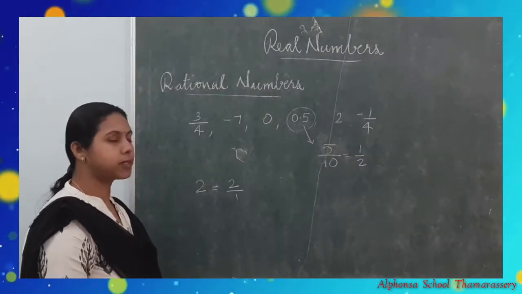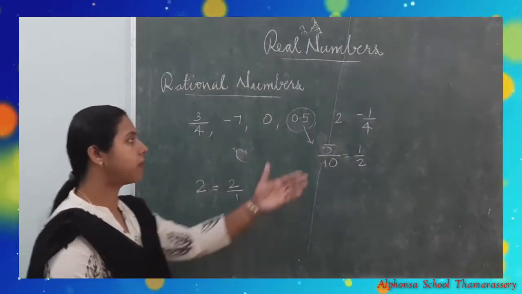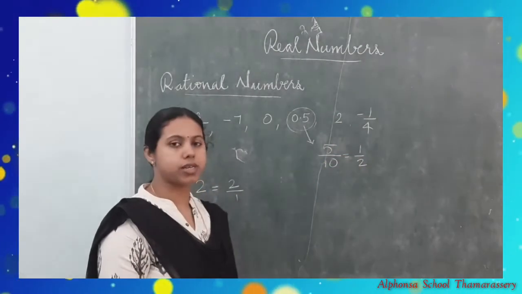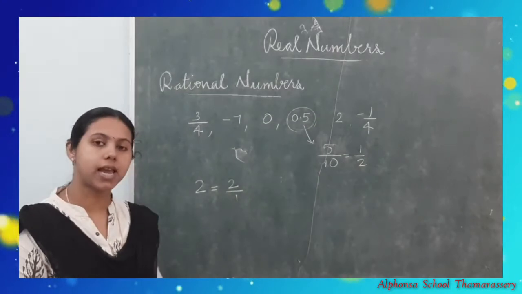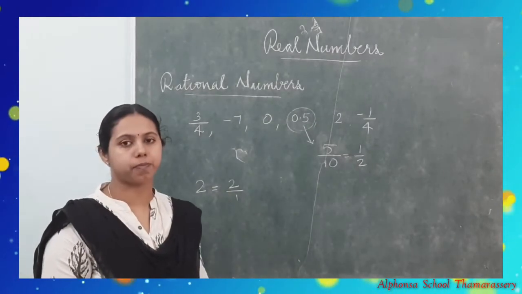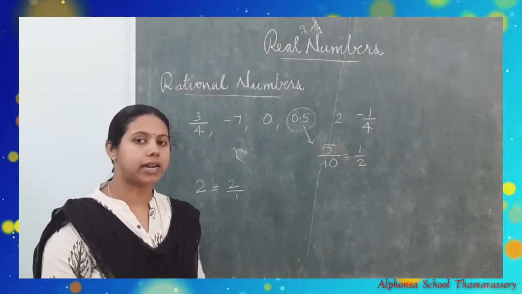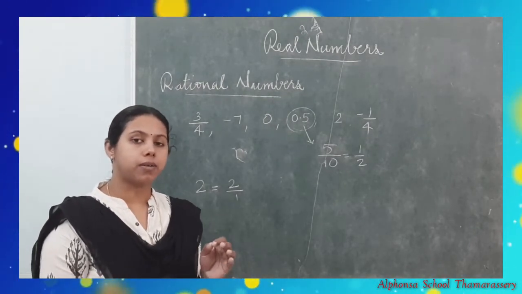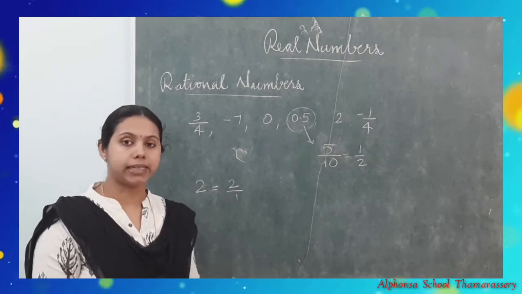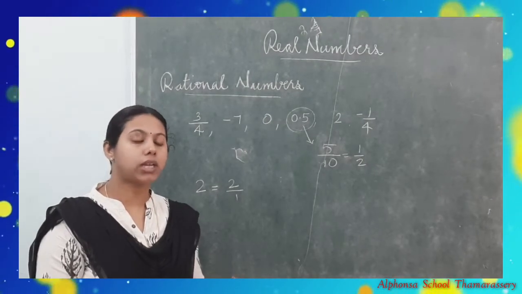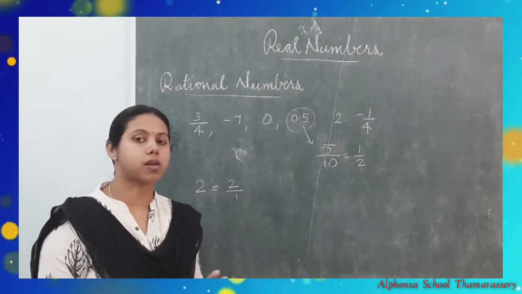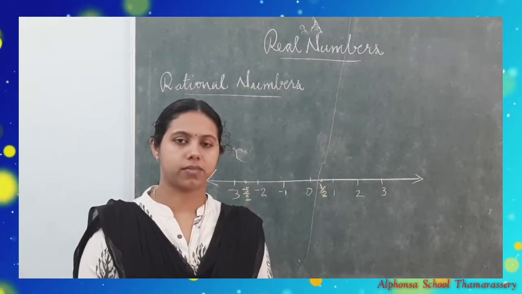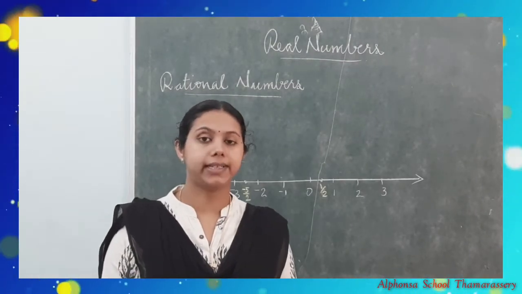And the next number is minus 1 by 4. It's already in the form of P by Q. P and Q are integers and Q not equal to 0. Therefore, it's a rational number. So we can say that a number which can be written in the form of P by Q, where P and Q are integers and Q not equal to 0, such numbers are called the rational numbers.